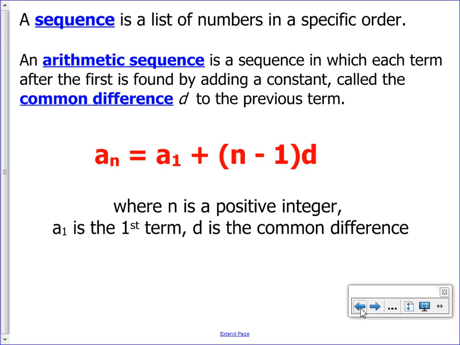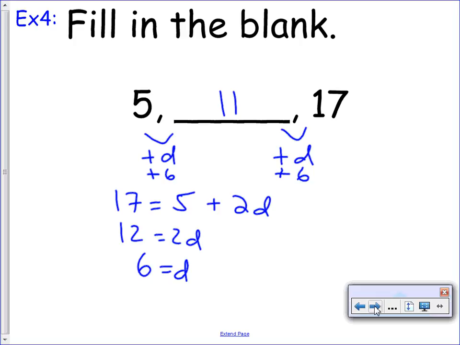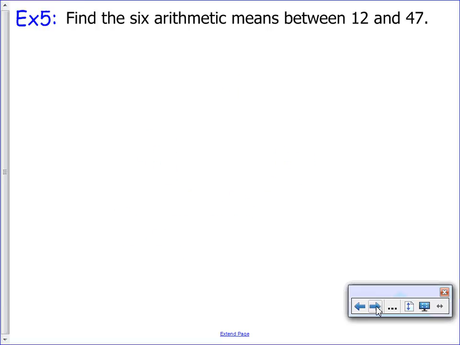a_n is the end number. It's the last number usually, or it's some number on the list. And n is the number of numbers. So again, that just illustrates why that thing works, because you take the number of numbers, take away 1, multiply by d, and then you're adding to the first number.